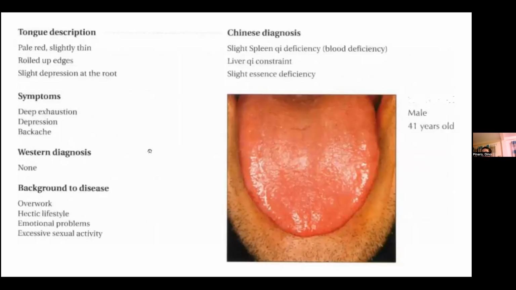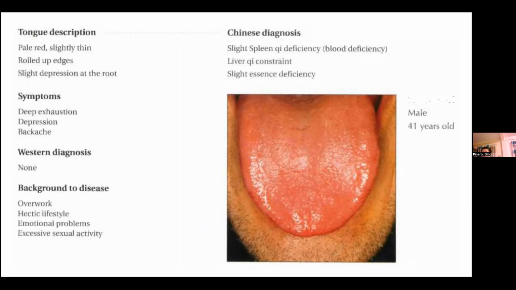So, we have here a patient, a male, 41 years old. Ang tongue po niya is pale red, slightly thin. So, observe po natin yung picture. Ibig sabihin, there is a slight spleen-chi deficiency or blood deficiency. Meron din siyang rolled up edges. So check natin yung picture. Ito po yung sides. Umaangat po ng konti yung edges. Ibig sabihin, there is a liver chi constraint.